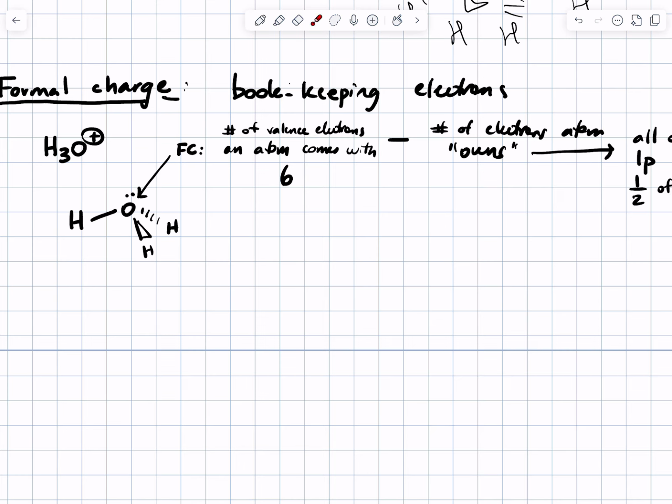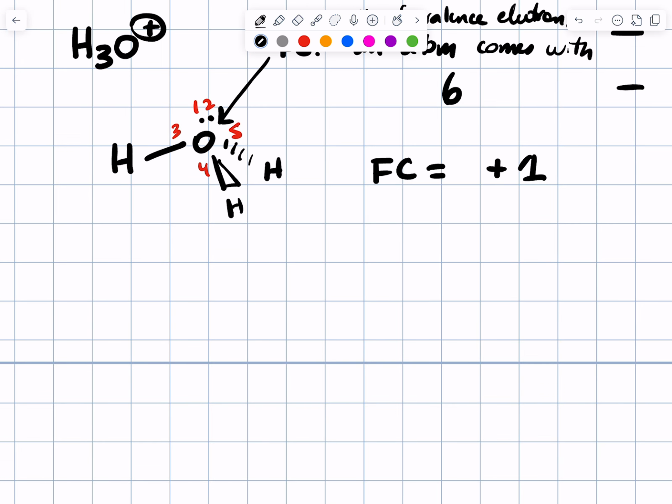So oxygen here owns 2 electrons from its lone pairs. It owns both electrons in the lone pair. And then it's involved in 3 bonds, and it owns half of the electrons in each of those bonds. So that's 3, 4, and 5. Oxygen owns 5 electrons. Got it? So the formal charge on oxygen is +1. And we will draw the structure of hydronium with a plus charge next to the oxygen.